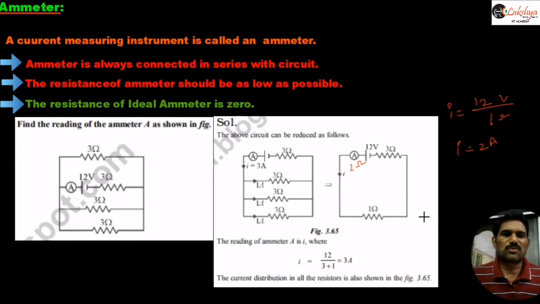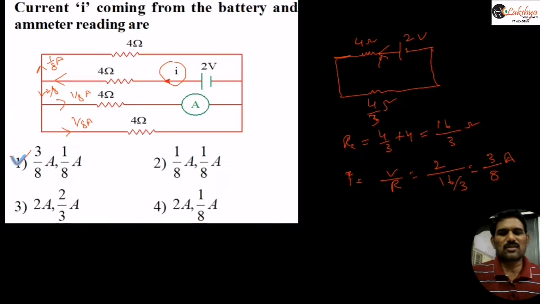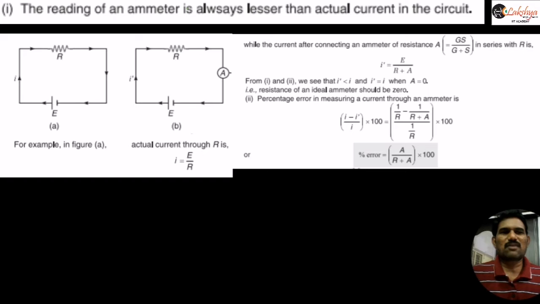If this ammeter has 0 resistance, that is the ideal or actual current flowing through the circuit, and we get 3 amperes. But if the ammeter has some resistance, that is, a practical ammeter, then we get this current as 2 amperes. So what we can conclude is that if the ammeter has some resistance, the reading of the ammeter is always less than the actual current.